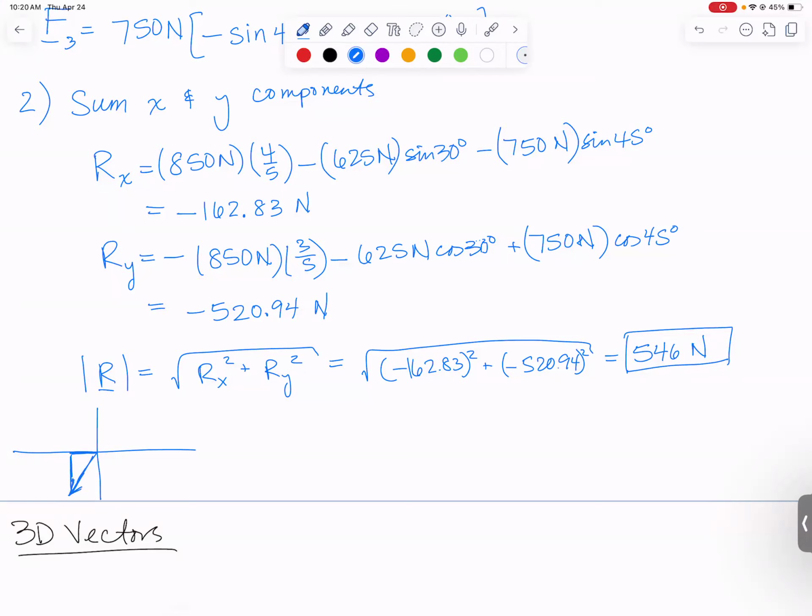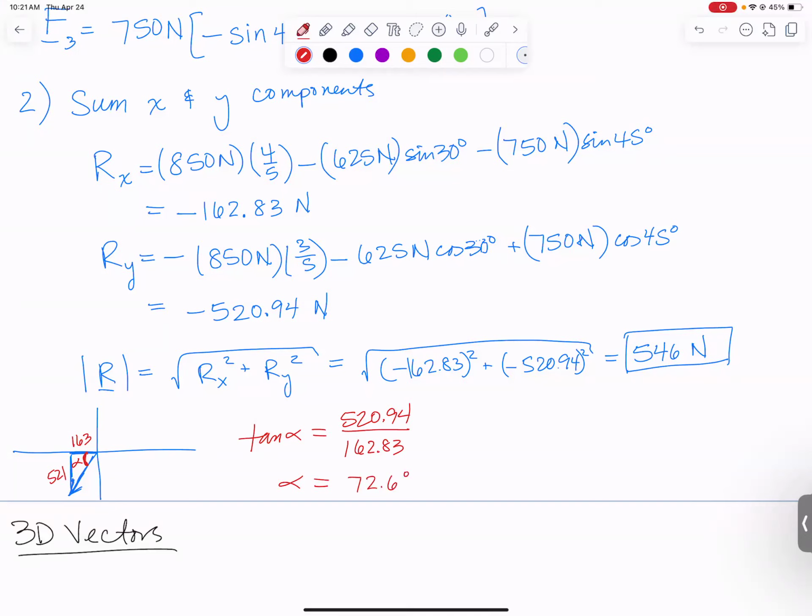When we go to find an angle, we need to be very clear about where that angle is referenced to. If I use an inverse trig function, I'm going to probably find that little angle alpha. The tangent of alpha would be the opposite side, that's my y component, 520.94, divided by my adjacent, which is the 162.83 side, right? I got my 163 and my 521 right there. So do that inverse trig function, you solve for alpha, and it comes out to be 72.6 degrees.